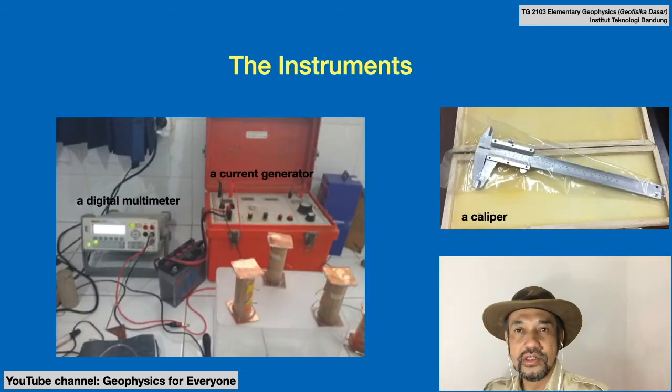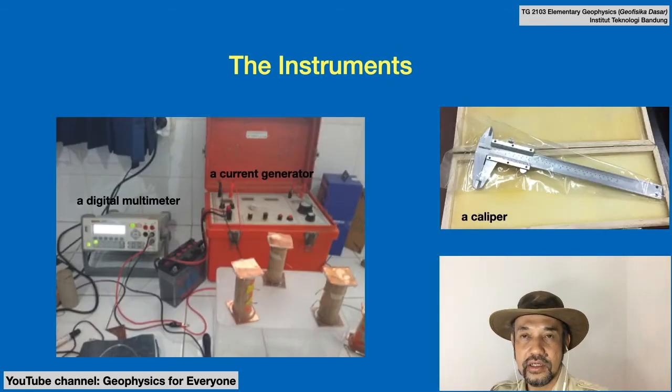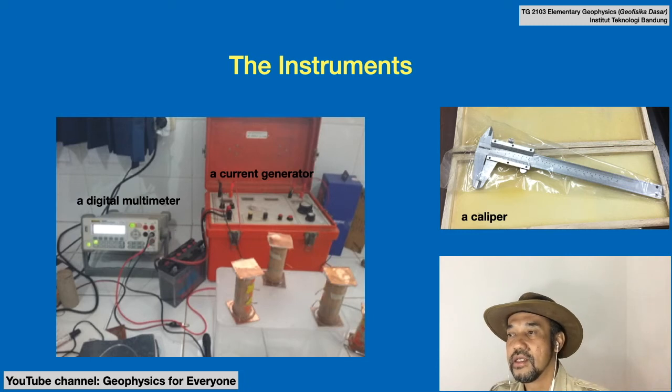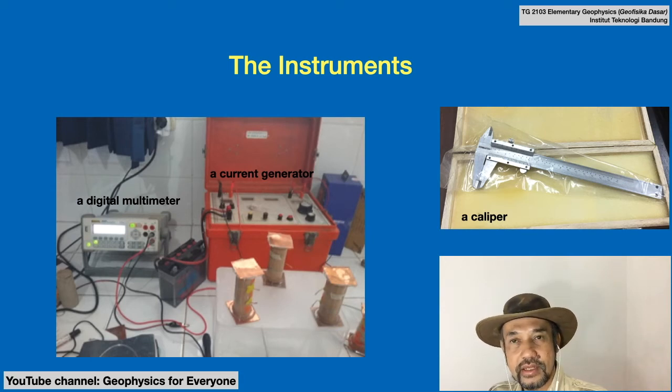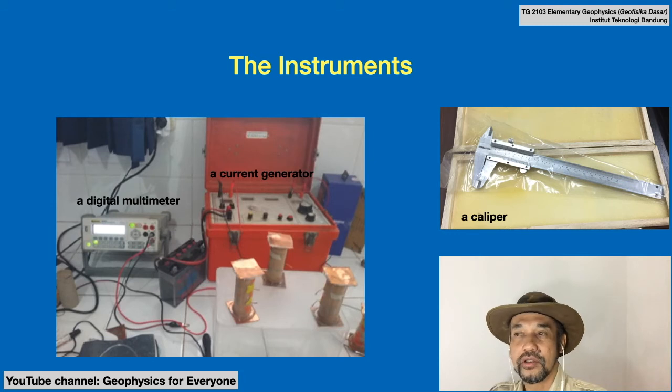So the students will have access to a current generator. This is the one that is used to supply current to the samples. And then there's a digital multimeter connected to the electrodes in the samples to measure both the current as well as the potential. The students will also have access to a caliper.